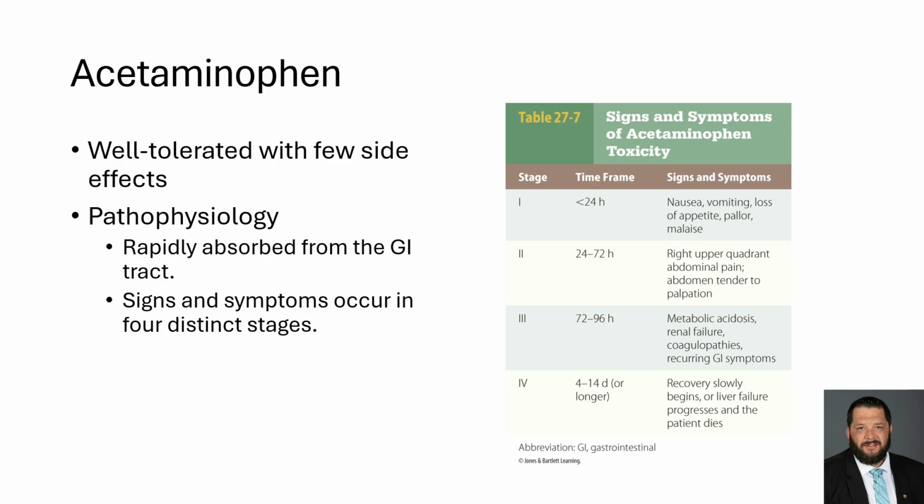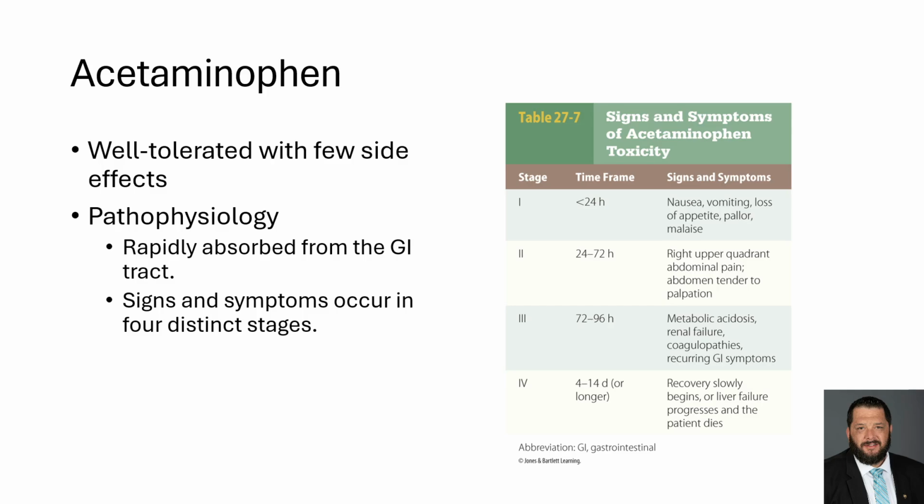Acetaminophen or Tylenol is well tolerated with few side effects. The pathophysiology is that it's rapidly absorbed into the GI tract, and signs and symptoms can occur in 4 different stages. So the table here represents stages 1 through 4. Stage 1, with the less than 24 hours, is typically just nausea, vomiting, loss of appetite. Stage 2, so up to 3 days, is starting to result in right upper quadrant pain, typically associated with liver insult, and a tender abdomen to palpation.